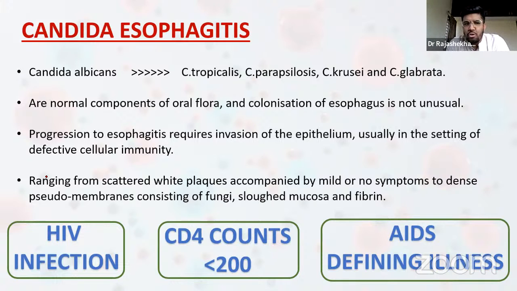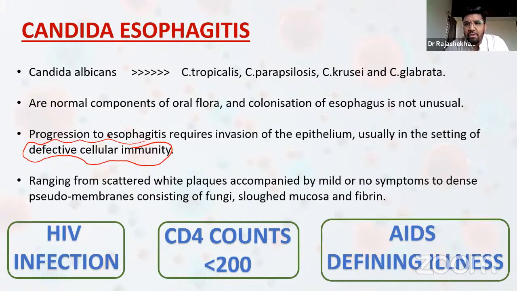And you know that Candida are normal components of the oral flora, so this colonization is not unusual. Many patients may have candidal colonization in the esophagus, but this colonization usually does not cause any clinically significant inflammation penetrating the mucosa. This happens only in the setting of defective cellular immunity. When the mucosal immunity is down in a patient with immunosuppression, this normal colonization of Candida species is going to progress to esophagitis.